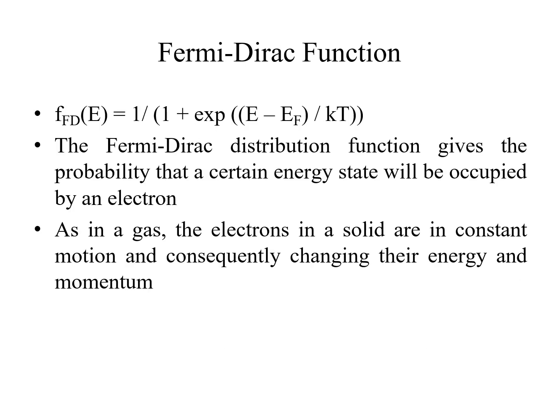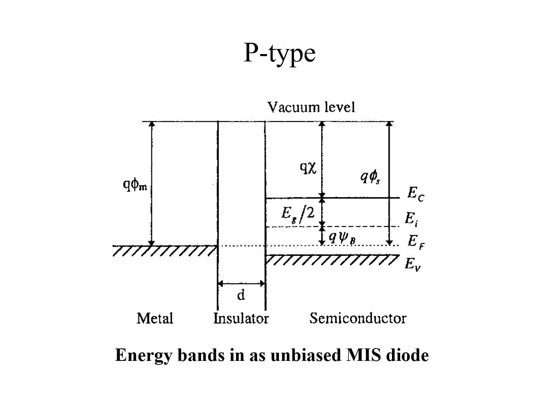The Fermi-Dirac function. So the Fermi-Dirac function is nothing but f of E is equal to 1 divided by 1 plus exponential of E minus Ef divided by kT. K is the Boltzmann constant, T is the room temperature, Ef is the Fermi level, E is the energy. So this is the energy diagram for the metal insulator semiconductor if it is in unbiased condition.